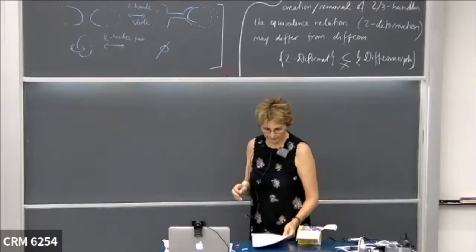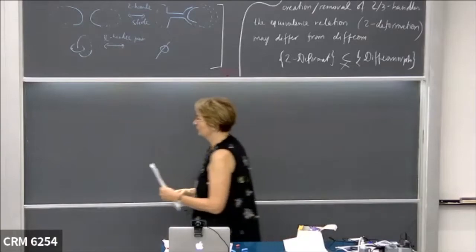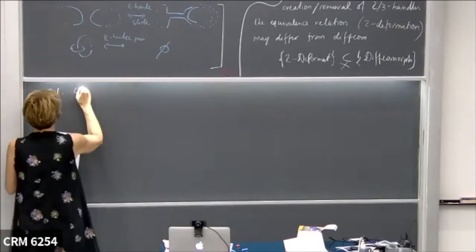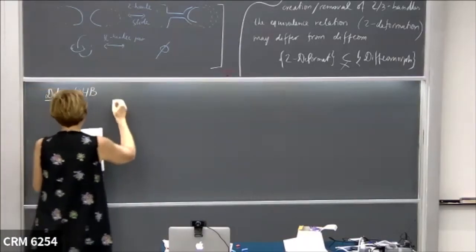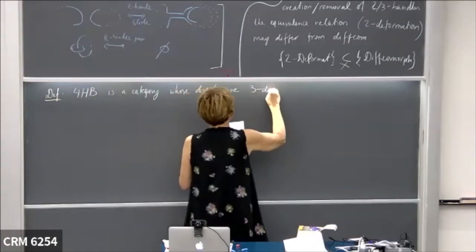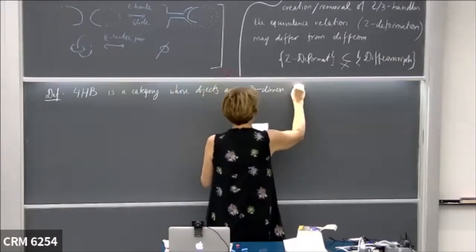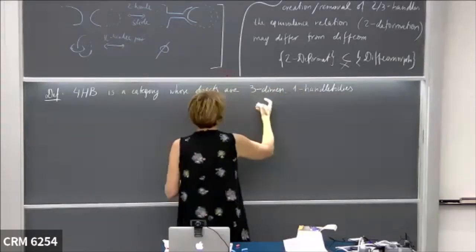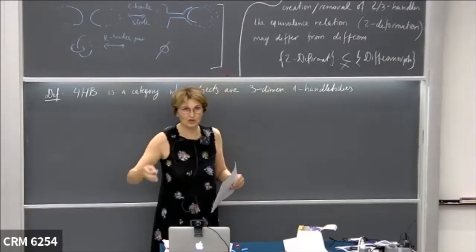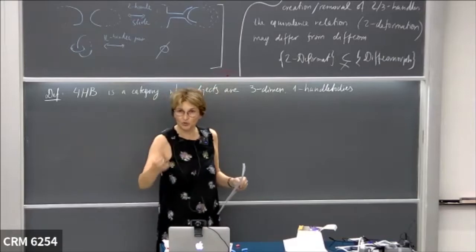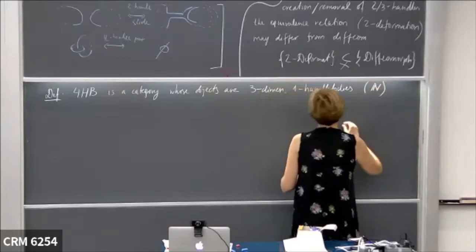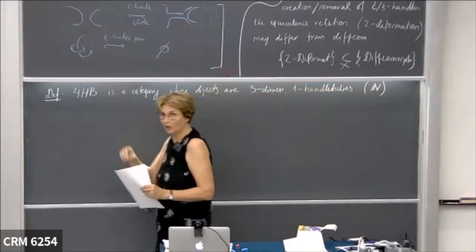So it's okay. And now I'm finally in the position to define the category I'm interested in. This is 4HB, a category whose objects are three-dimensional one-handled bodies. You can identify the set of three-dimensional one-handled bodies because they are distinguished by genus. You have genus one, which is the solid torus, genus two, and other things. Basically, you can identify the set with the natural numbers by looking at how many one handles you attached.